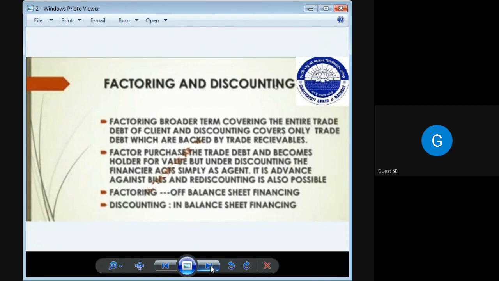So in short, factoring is a broader term and it covers the entire trade debt of the client, but not in the case of discounting. Discounting only covers trade debt which is backed by trade receivables. Factoring means ownership or holder of the value, but it is not so in discounting. Discounting is just a discount against bills. And factoring is off-balance sheet financing, and discounting is on-balance sheet financing.